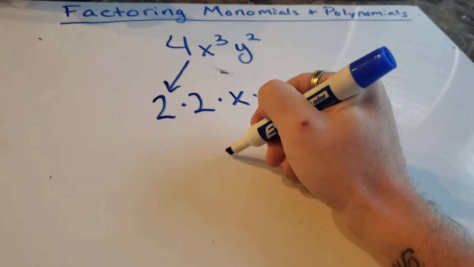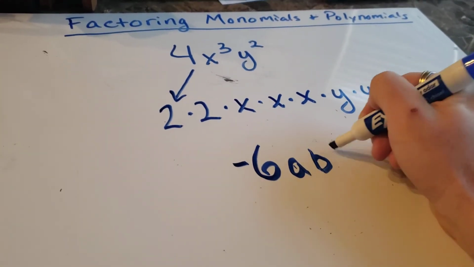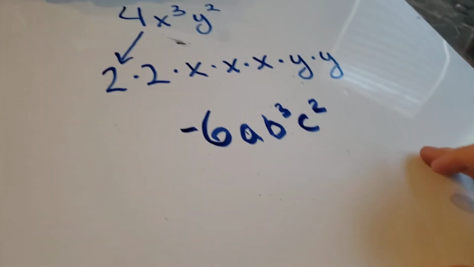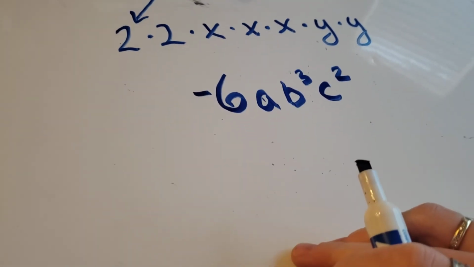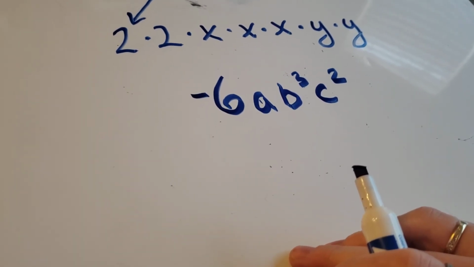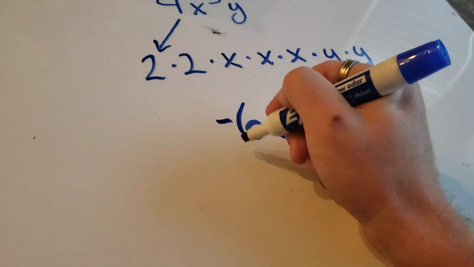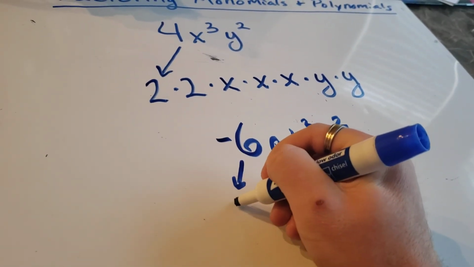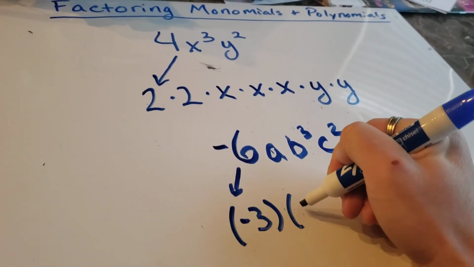So let's look at another one. Let's do negative 6ab cubed c squared. Be careful here because the negative matters. So what two factors make negative 6? That's either negative 2 times 3 or negative 3 times 2. Either one's okay. I usually like to attach the negative to the larger factor. So I'm going to say negative 6 is, I'm going to put it in parentheses this time, a negative 3 times a positive 2.